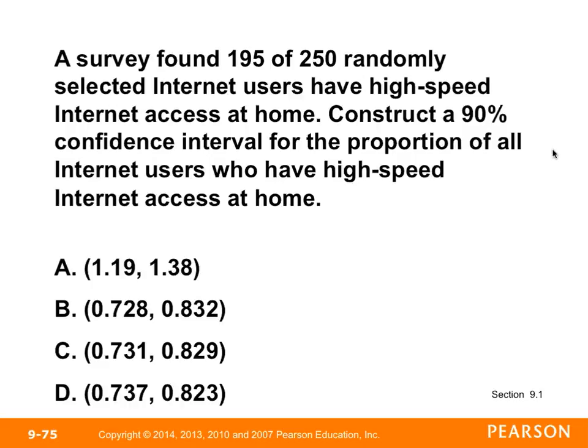If you remember, the 90% goes with 1.645. So what we have is 1.645 times, and our p hat is going to be 195 over 250, because that's the number of people who have high-speed internet. If you calculate that, it's 0.78. So what I have is 0.78 plus or minus, which gives me both my lower bound and my upper bound, 1.645, that's my critical value, multiplied by the square root of 0.78 times 0.22 over 250. I'm going to punch that into my calculator now and see what we get.